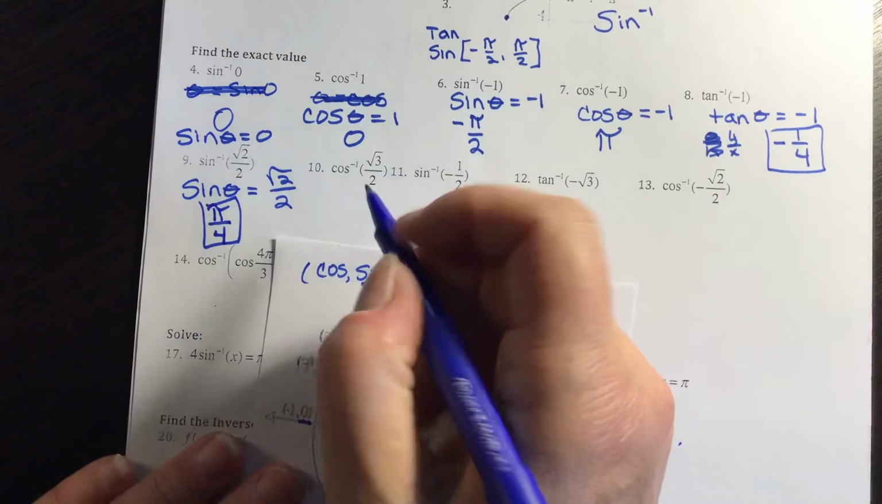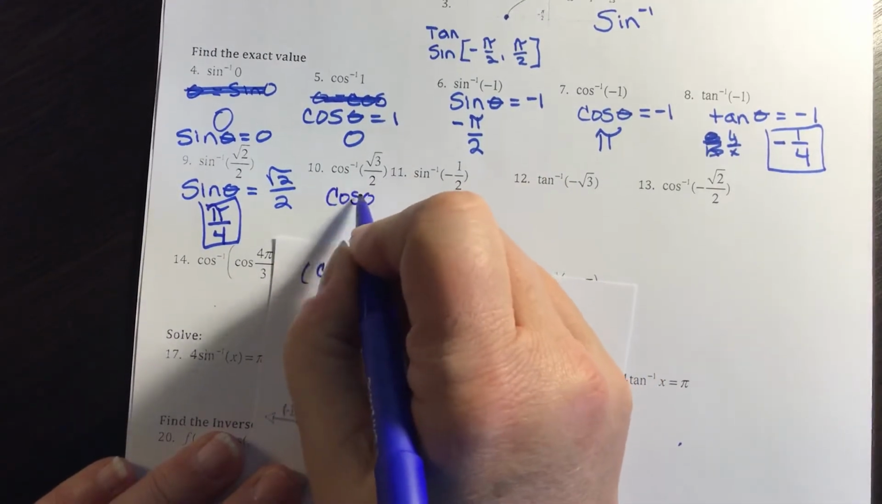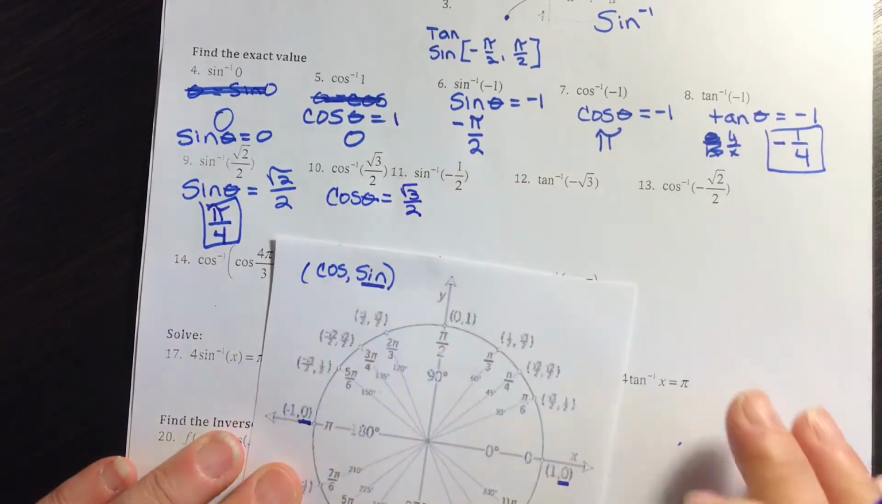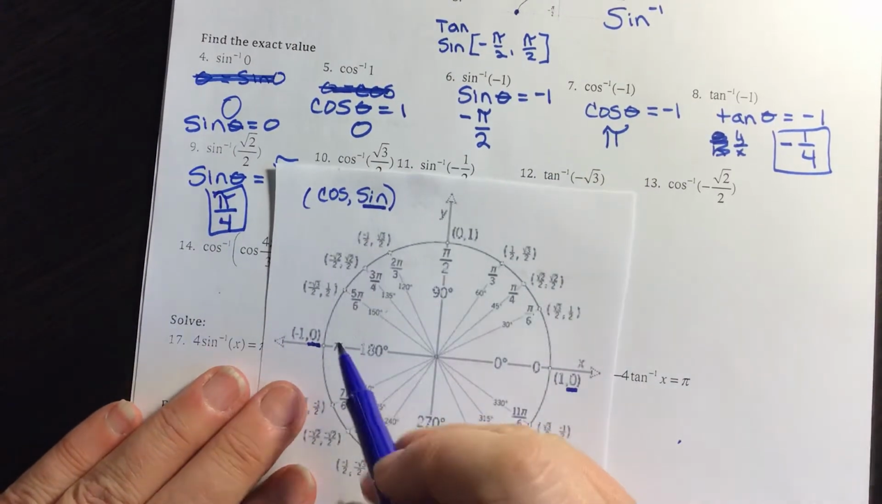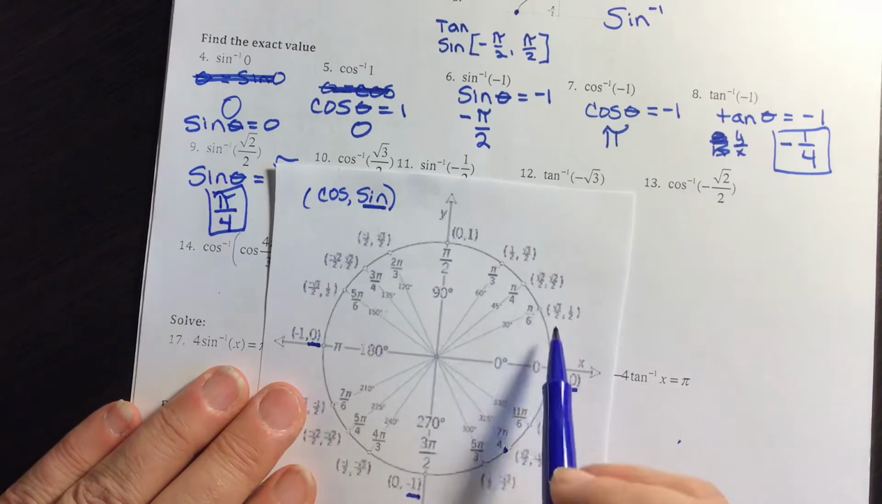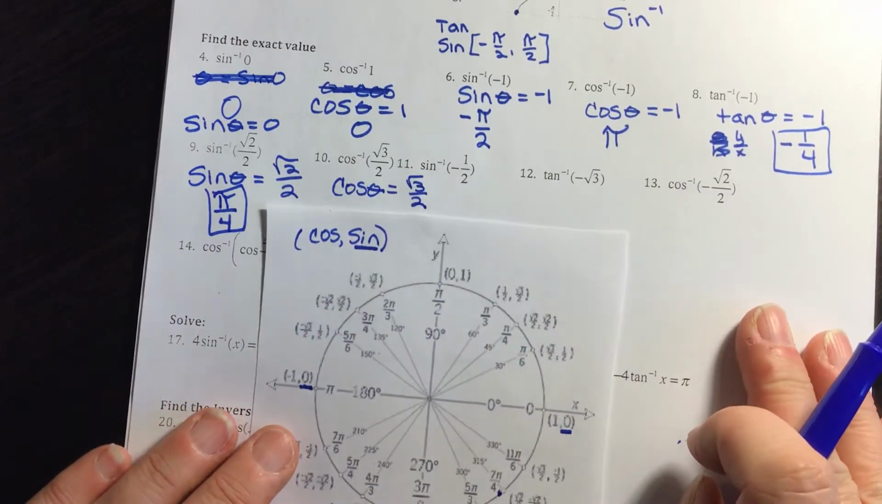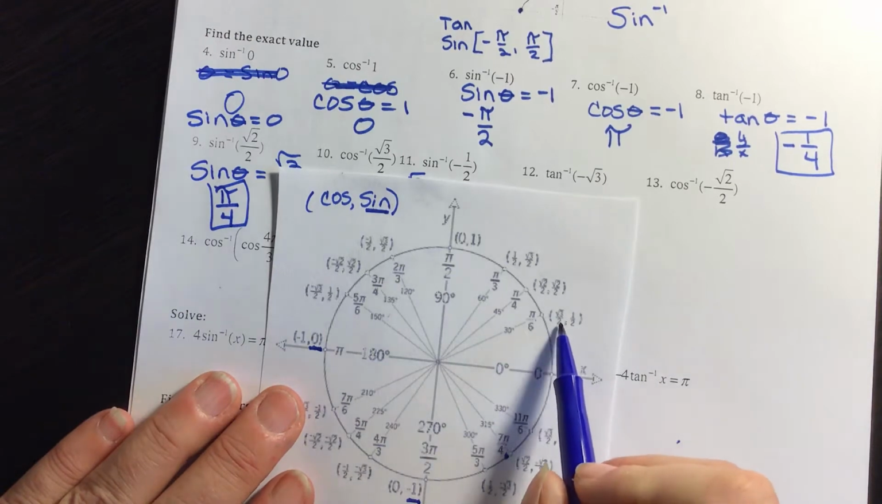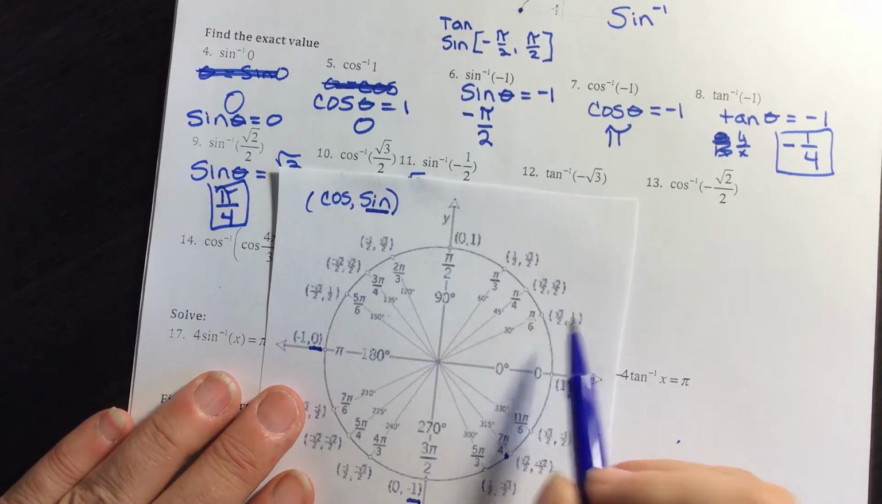Number 10, cosine of what angle is square root of 3 over 2? Okay, so cosine, I'm looking at the top 2 quadrants. I want positive square root of 3 over 2 in the x coordinate, so that would be pi over 6.